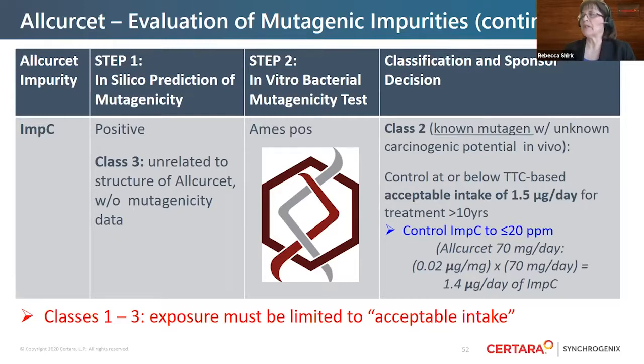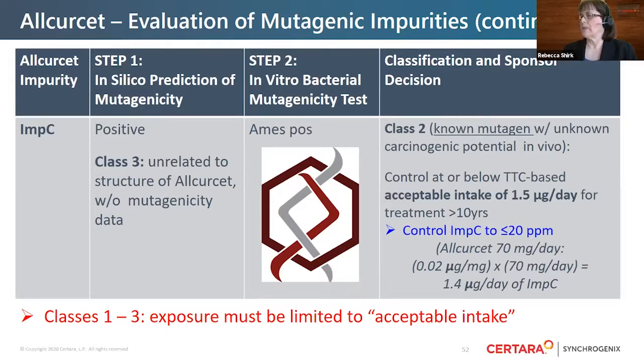So the sponsor needed to take the route, according to the ICH guidance, of controlling it to levels below the acceptable intake of 1.5 micrograms per day for a drug that will be administered for more than 10 years. And I should have mentioned at the outset, this is a drug that is for chronic treatment for pretty much the lifetime of the patient. So they needed to control the impurity levels below an acceptable intake of 1.5 micrograms per day based on the threshold of toxicological concern method.